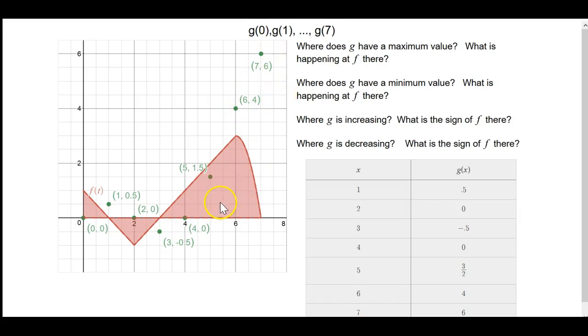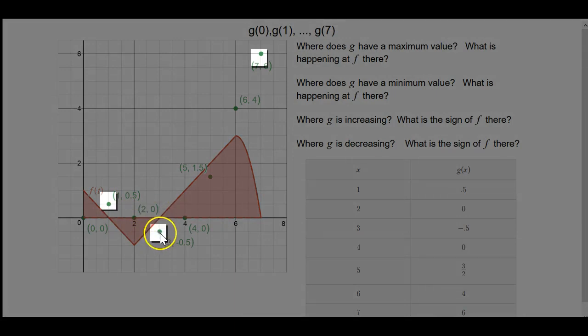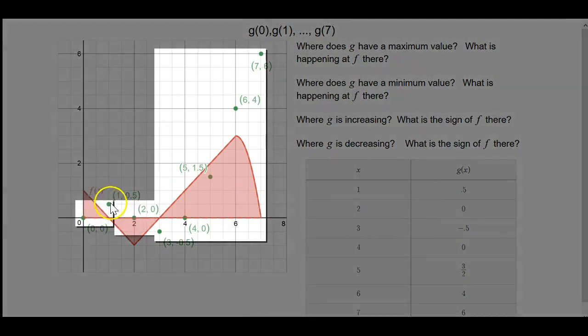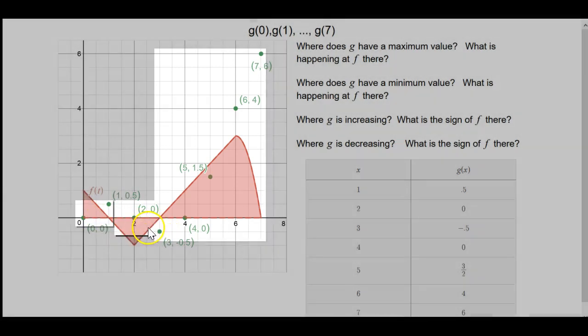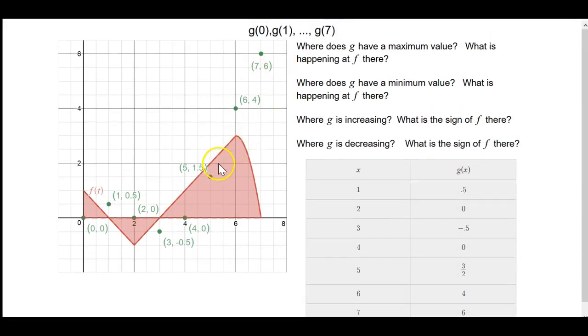So notice a few things. Where does g have a maximum value, a local maximum? Notice f is 0 at this local max. Notice f is 0 at this local min of g. And notice again that f is 0 at this max. So that's making us think maybe f might be the derivative of g. Notice where g's increasing, f's positive. Notice where g's decreasing, f's negative. Again, there's more evidence that f just might be the derivative of g, which would mean that g is an antiderivative of f.